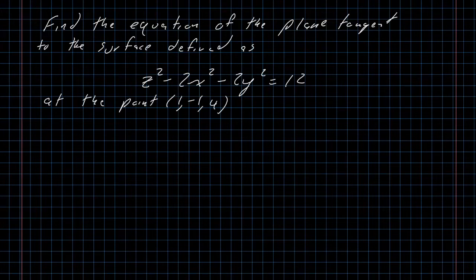All right, so I'd like you to find the equation of the plane tangent to the surface that's defined by the equation z squared minus 2x squared minus 2y squared equals 12 at the point 1, 1, I'm sorry, 1, negative 1, 4. All right.